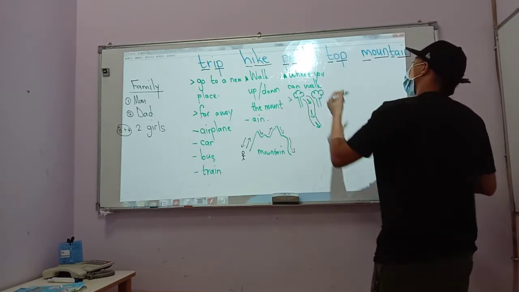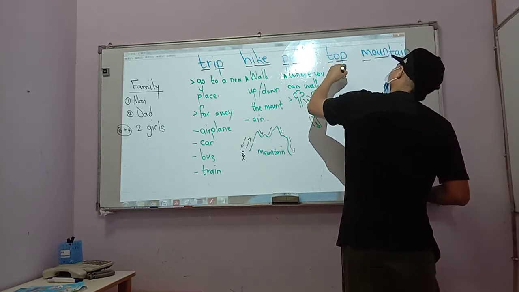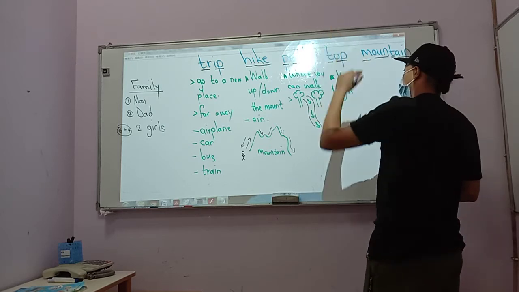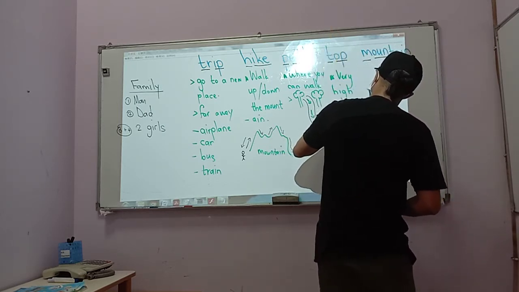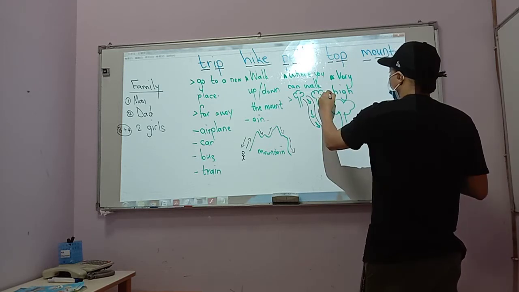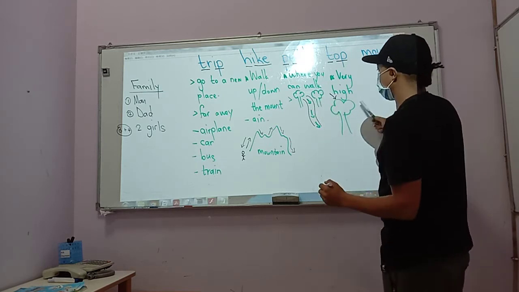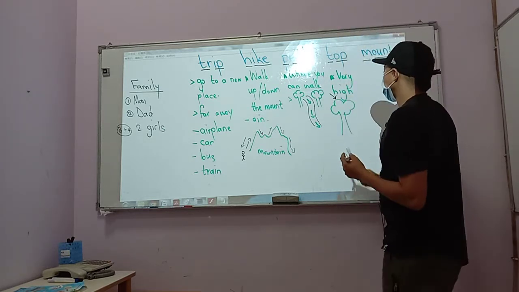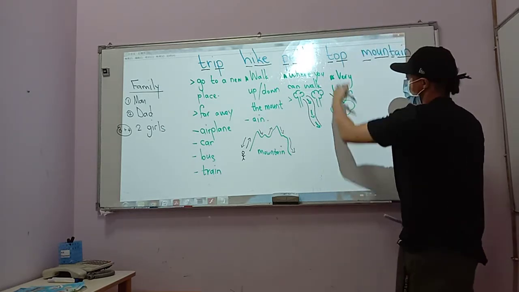Then on top, this means very high. On top, very high. So if this is my tree, then the top is on top of the tree. So it's very, very high. Okay? So this one is top.